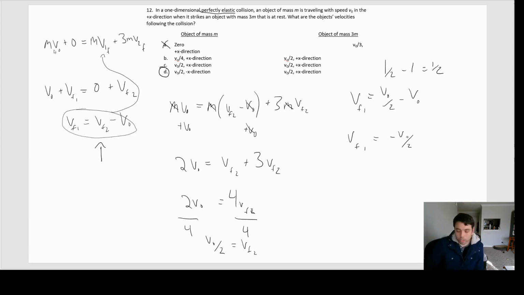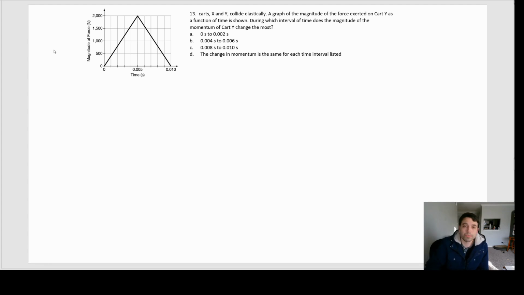Okay. Number 13. Carts X and Y collide elastically. A graph of the magnitude of the force exerted on cart Y as a function of time t is shown. During which interval of time does the magnitude of the momentum of cart Y change the most? Remember, this is a graph of force versus time. The area under the curve is impulse. Impulse is equivalent, it means the same thing as change in momentum.